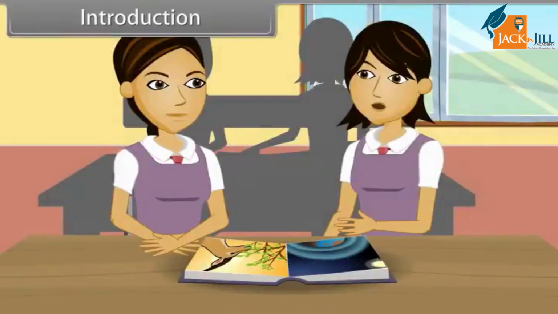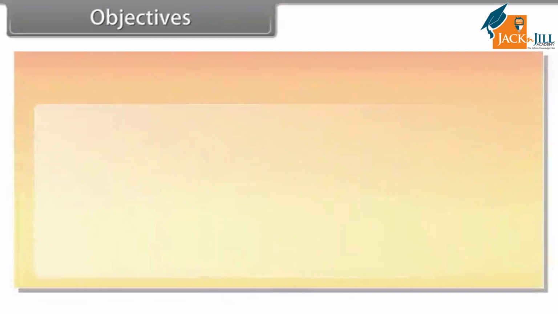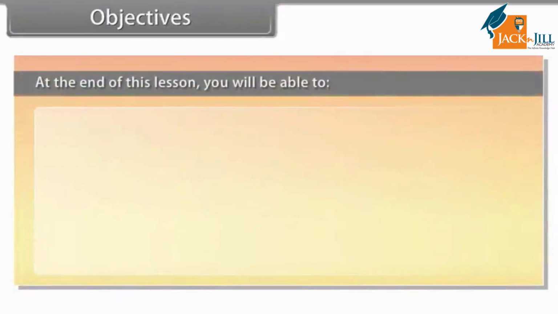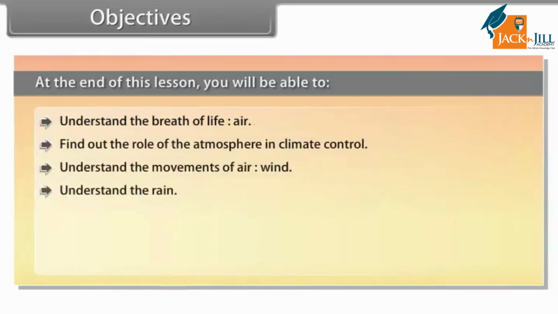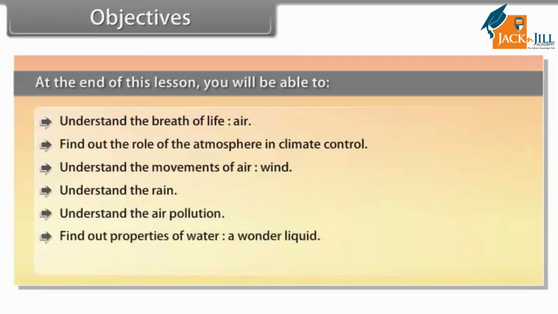The resources available on the Earth. Objectives. At the end of this lesson, you'll be able to understand the breath of life, air. Find out the role of the atmosphere in climate control. Understand the movements of air, wind. Understand the rain. Understand the air pollution. Find out properties of water, a wonder liquid. Understand the water pollution.